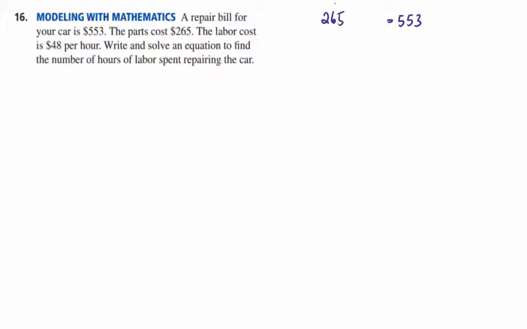In addition to the parts, we have a labor cost. And the labor cost is going to be $48 per hour. So this is one of our crucial phrases when we're working with word problems. Per hour, which means for every hour of service that is required to install the new parts, we're going to have to pay $48. How many hours will there be? Well, that's exactly what we're trying to figure out. The last sentence says, write and solve an equation to find the number of hours of labor spent repairing the car.